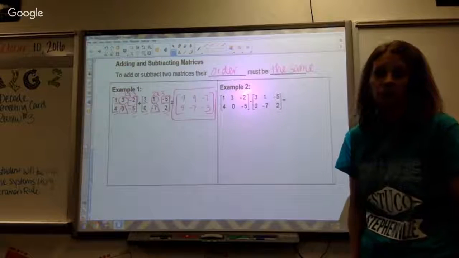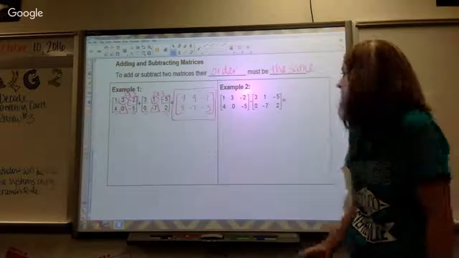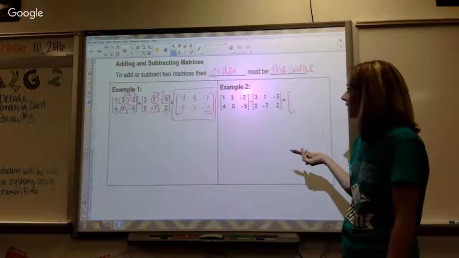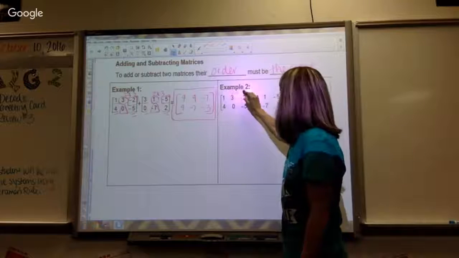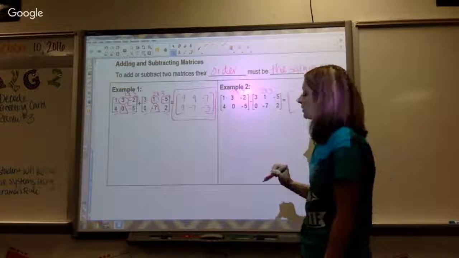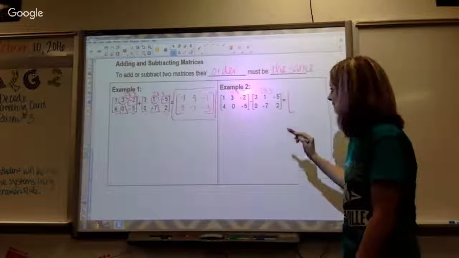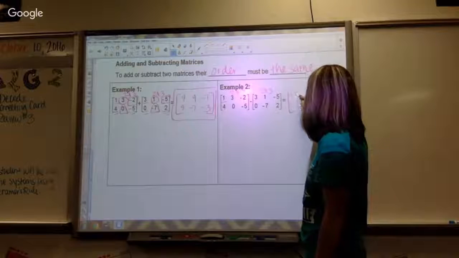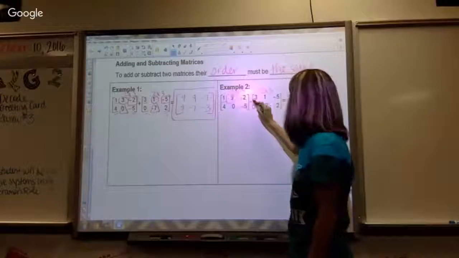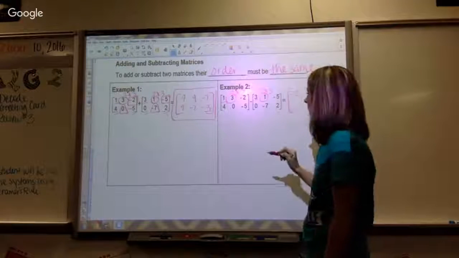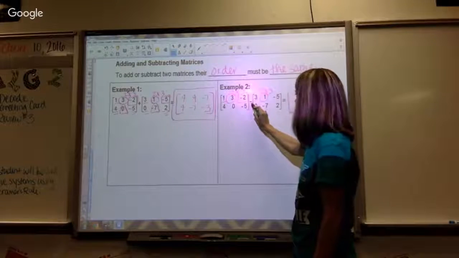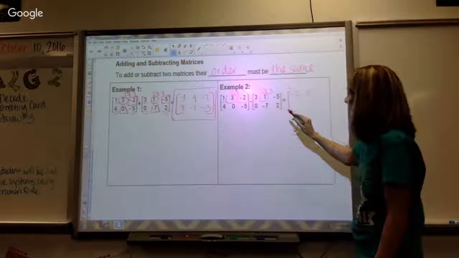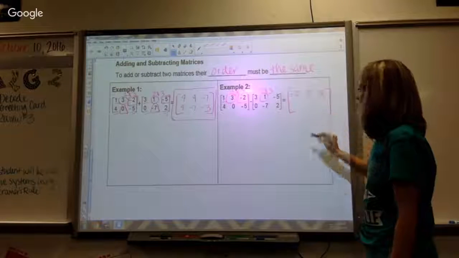Now, subtraction can get a little tricky because you're dealing with negatives. So make sure that you pay close attention whenever you're subtracting. So same thing with adding and subtracting, you're making sure that the order is the same. So both of them are a 2 by 3, so we will be able to subtract them. So we will do 1 minus 3, subtract, that's a -2. We'll do 3 minus 1, which would be 2. We'll do -2 minus, that is a -5. Make sure you subtract a -5, which would make it plus. So you would end up with a +3 there.